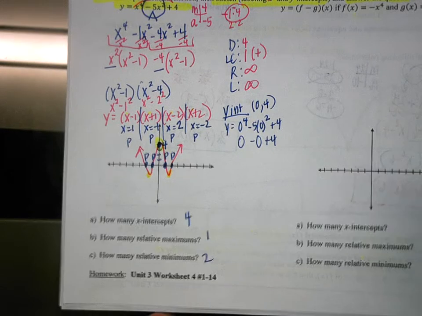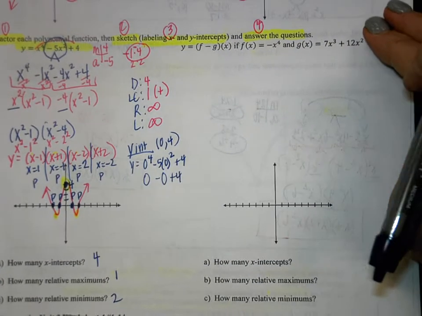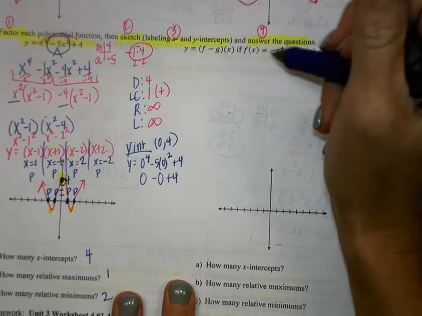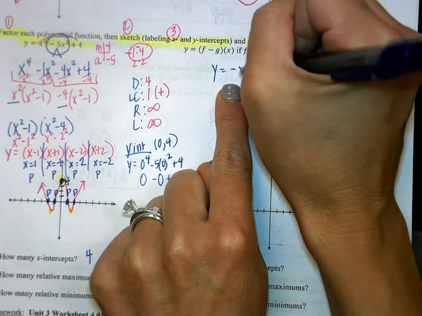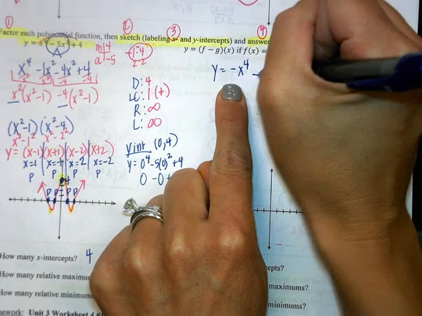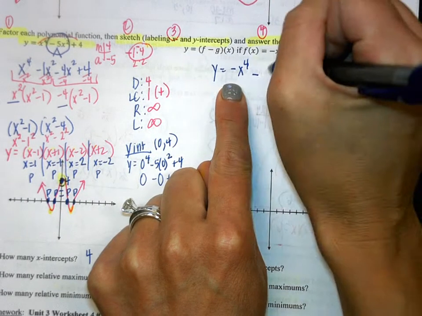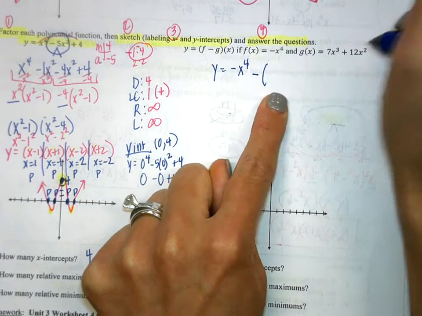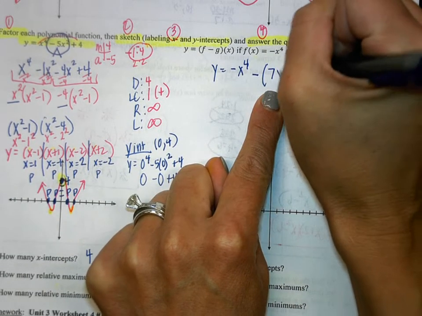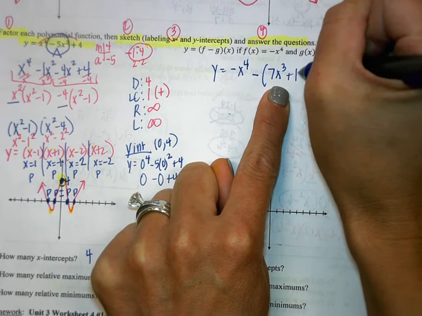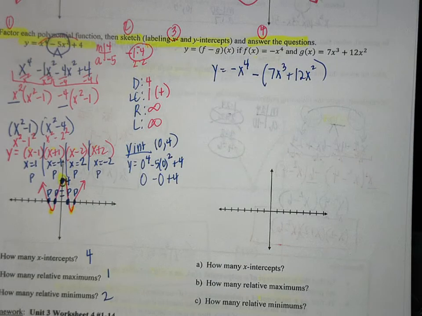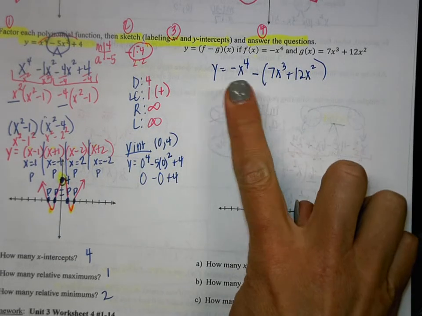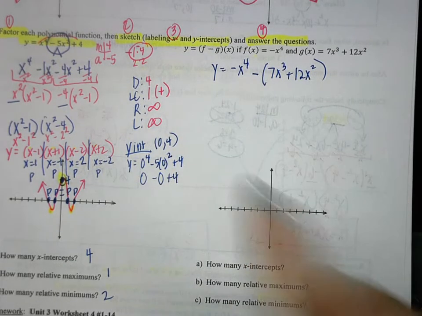All right, last example. This one says f minus g of x. So, y equals, my f is negative x to the 4th, minus g. This is where you have to be careful. Because it's subtracting g of x, you need to make sure you put that whole function in a parenthesis, because you end up having to distribute the negative through. Do you guys see that? So this is my f function minus my g function. We're going to distribute the negative through here.